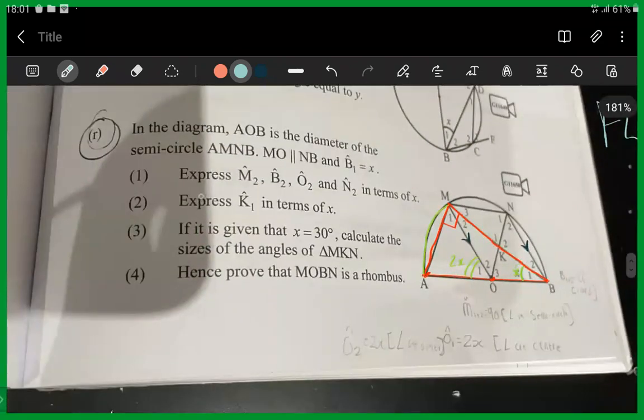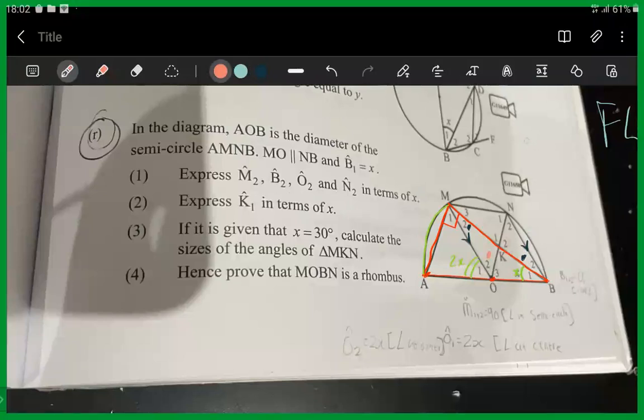it says here we need to get these answers now. They firstly said here express M2, B2, all the ones that have twos, except for A. Okay, there's M2, which is this one, B2, which is this one. Well, those are alternating angles, so those are gonna be equal. And then there's O2. O2 is this one here. Give it a different color.